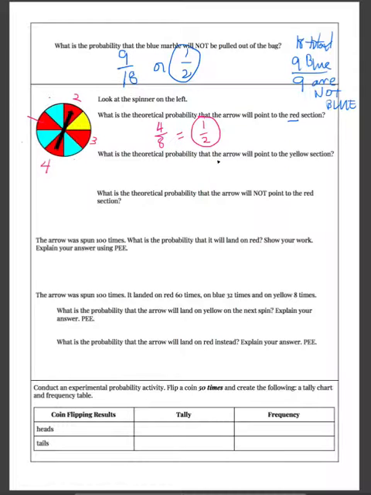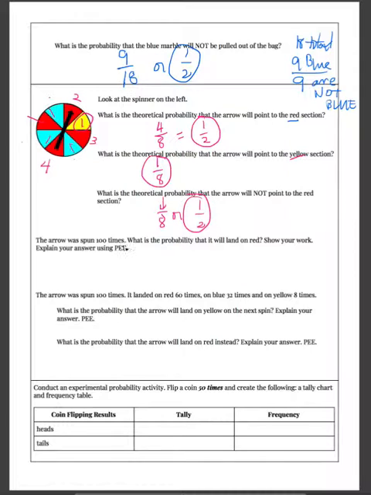Okay, what is the theoretical probability that the arrow will point to yellow? Yellow, how many yellows? There's only 1. So 1 over 8. What is the theoretical probability the arrow will not point to the red section? Okay, so if it's not red, that would either be blue or yellow. So there's 1, 2, 3, 4. 4 over 8 or 1/2.